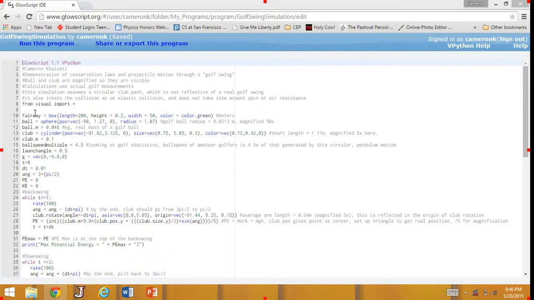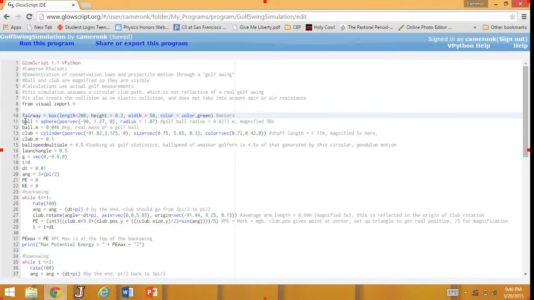So I start off by creating a fairway, a ball, and a club. The fairway is a box of length 200, height 0.2, and width of 50. I'm just establishing it in meters, making sure all dimensions are proportional to one another. The ball is a sphere. I give it a position and a radius. The radius is reflective of an actual golf ball's radius, just magnified by 50x. I give the ball a mass, the real mass of a golf ball, in kilograms.